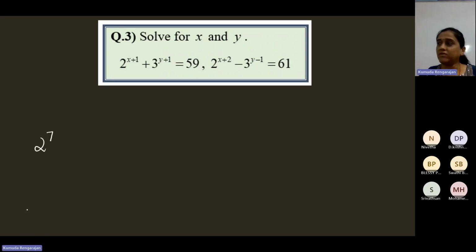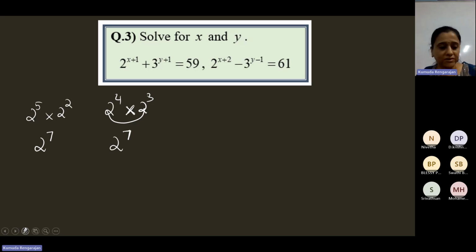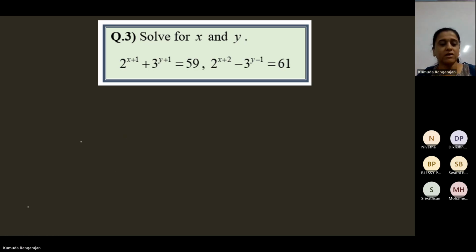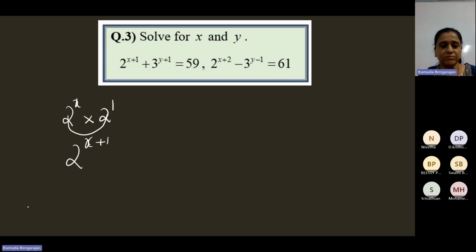See, like 2 to the power 7, you can write it as 2 to the power 5 into 2 to the power 2, for example. Or 2 to the power 7 as 2 to the power 4 into 2 to the power 3, right? Because bases are same and multiplication, we add the powers and we get 2 to the power 7. In the same way, 2 to the power x plus 1 can be written as 2 to the power x into 2 to the power 1. Bases are same, it's multiplication, so we add the powers. So this result is 2 to the power x plus 1.